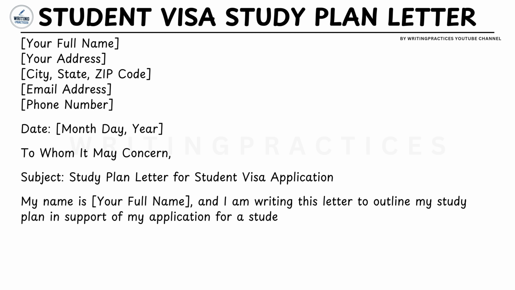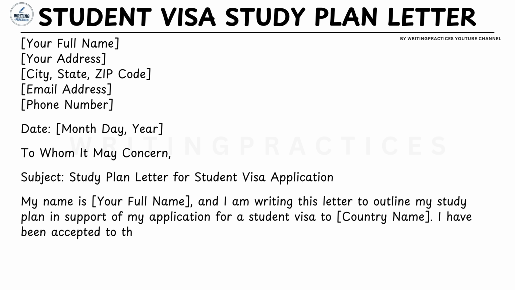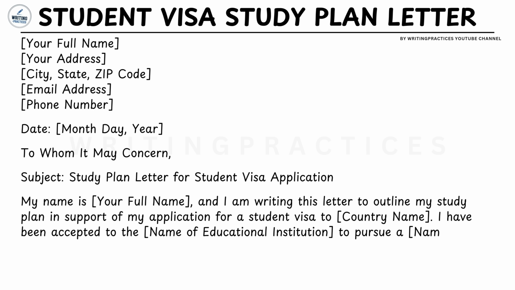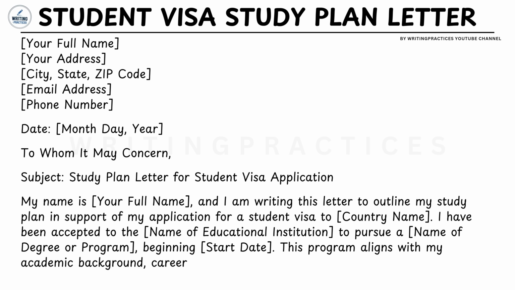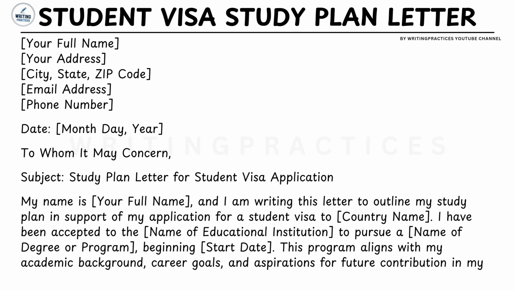Now we move into the first paragraph of the body, which introduces who you are and why you're writing. Here's how it's structured in the template. My name is your full name, and I am writing this letter to outline my study plan in support of my application for a student visa to country name. I have been accepted to the name of educational institution to pursue a name of degree or program, beginning start date. This program aligns with my academic background, career goals, and aspirations for future contribution in my home country.